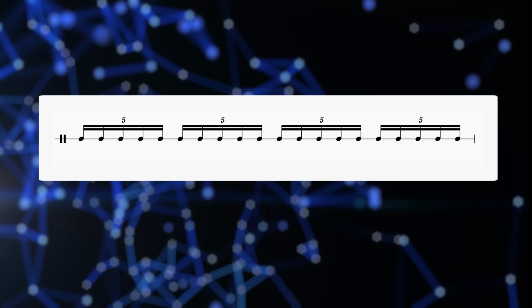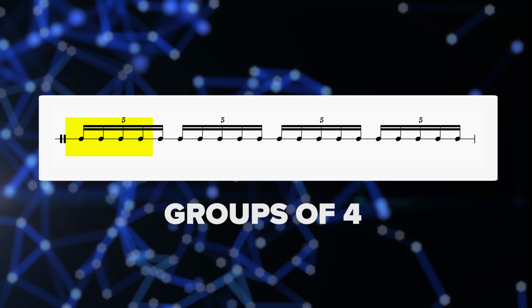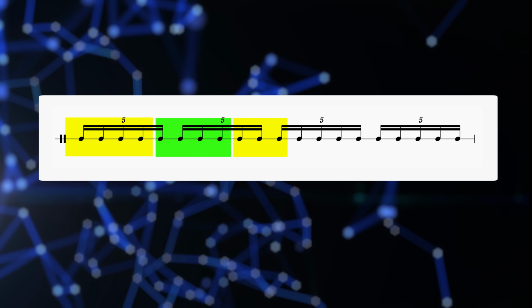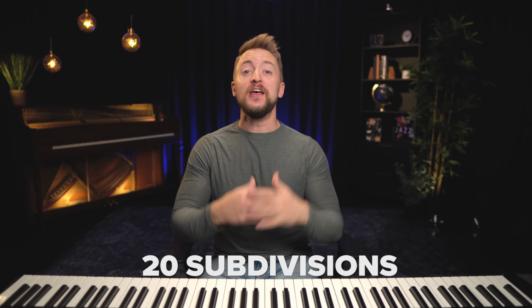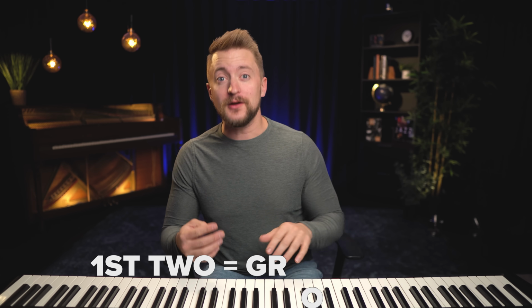And it sounds to me like the first 2 melody notes are groups of 4, followed by groups of 3. Ba, ba, ba, ba, ba. 4 times 3 is 12. That's it. That's 100% it. So let's think about this. Let's do some math. Because we know we have 20 subdivisions to work with. So if the first 2 are groups of 4, well, that's 8.